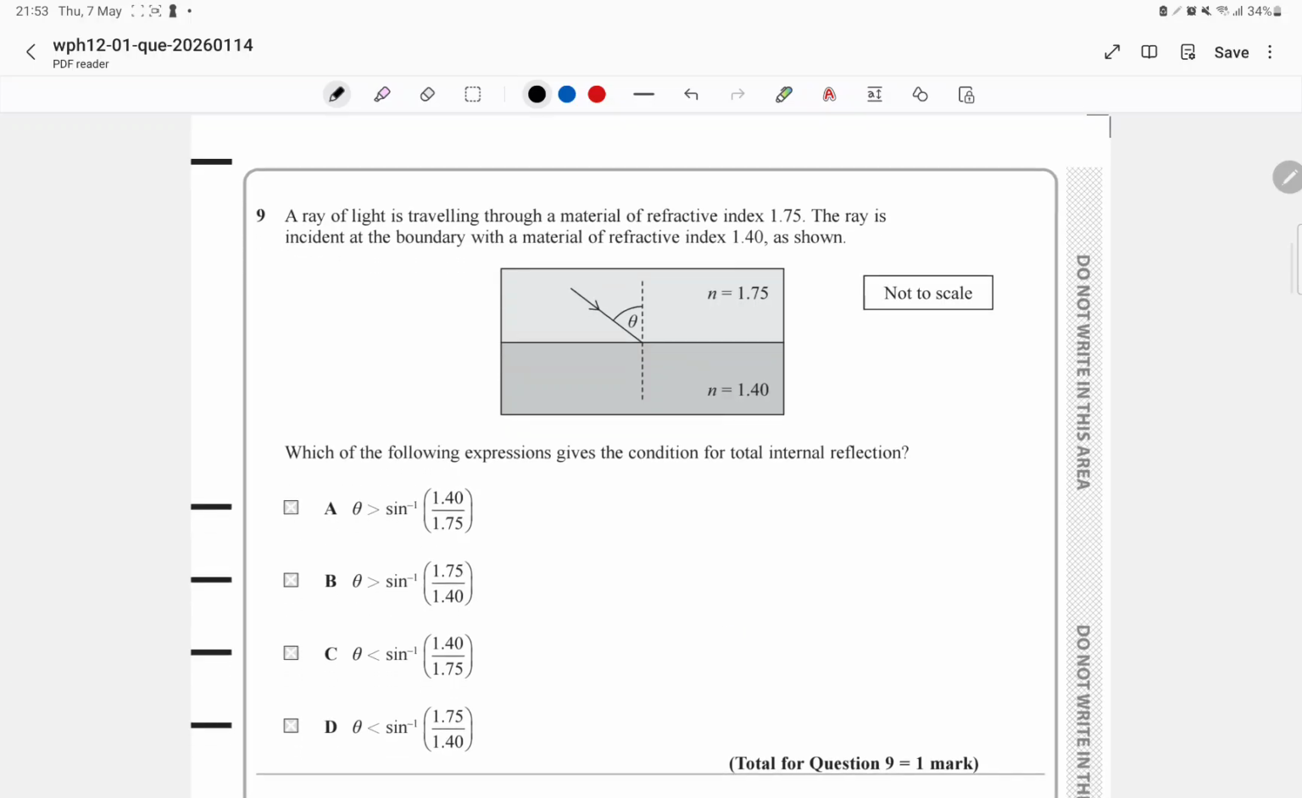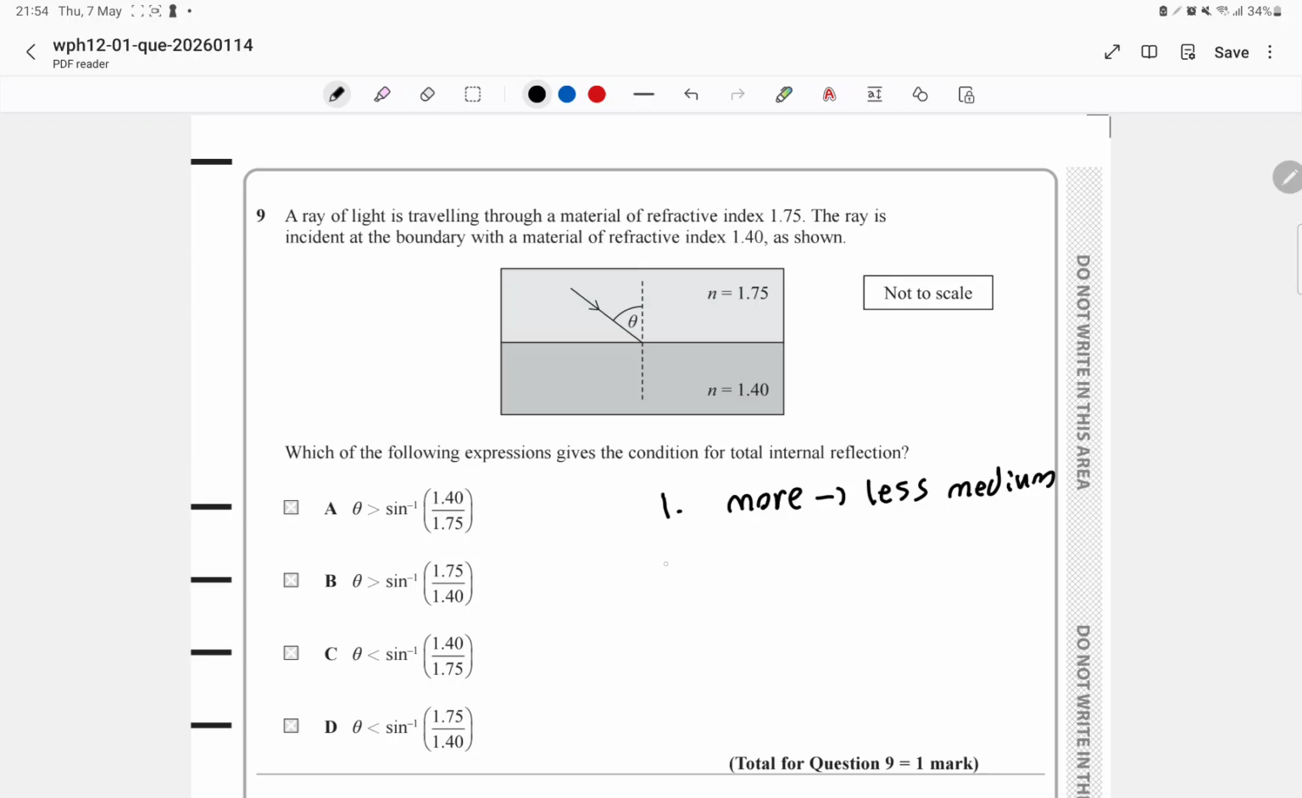Question 9, it says a ray of light is traveling through a material of refractive index 1.75. The ray is incident at the boundary with a material of refractive index 1.4 as shown. Which of the following expressions gives the condition for total internal reflection? Well, there's two conditions for total internal reflection. The first condition is it must travel from a more to a less dense medium, which is what's happening here. You can see the refractive index is 1.75 here and 1.4 here, so it's traveling from a more to a less dense medium.